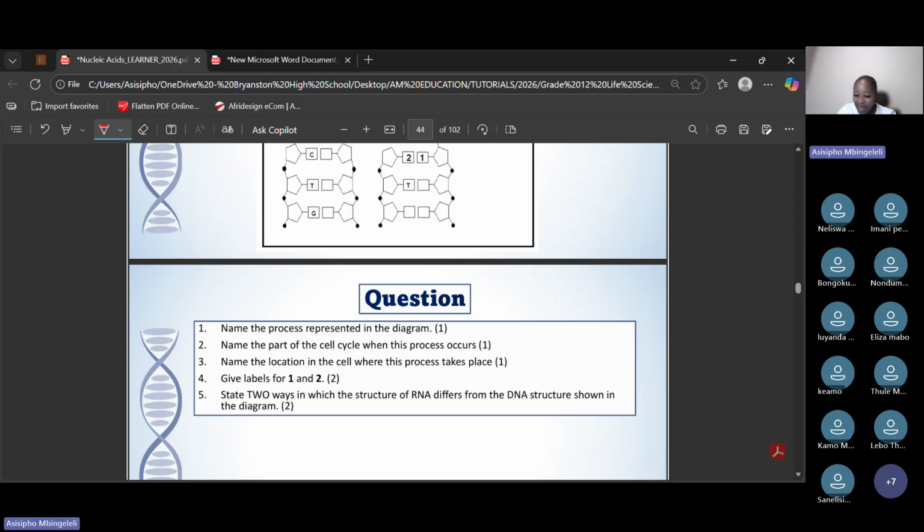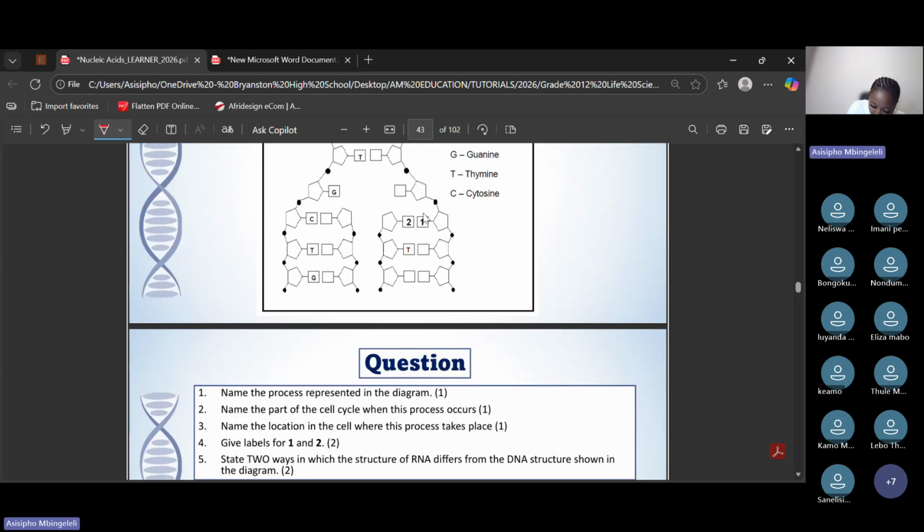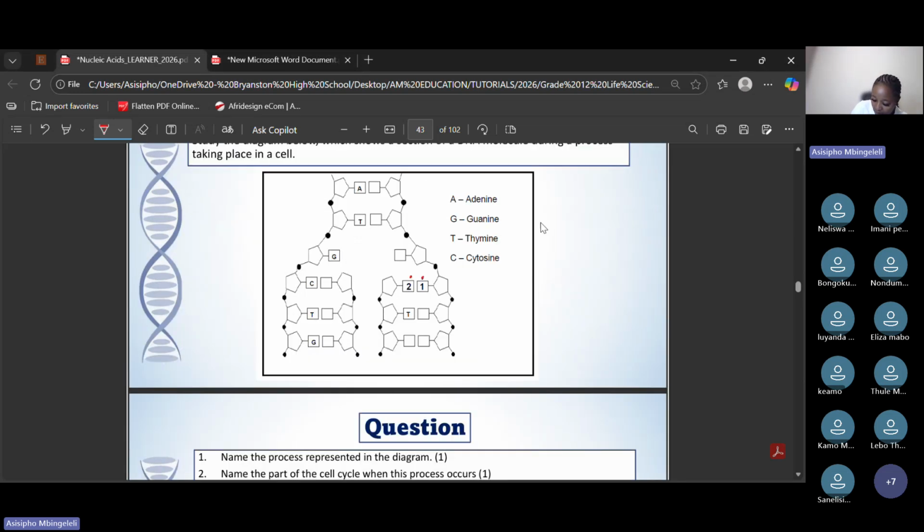Give labels for 1 and 2. They want labels. So those are basically bases there. Okay, Tabo, please do give us your bases for 1 and 2. For 1 I wrote G and for 2 I wrote C.